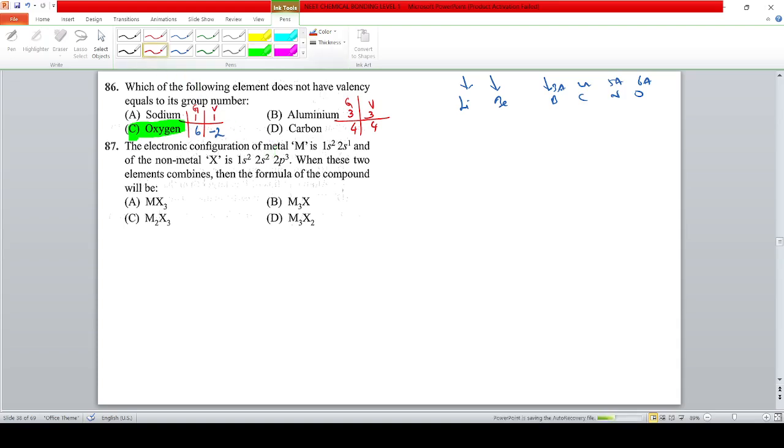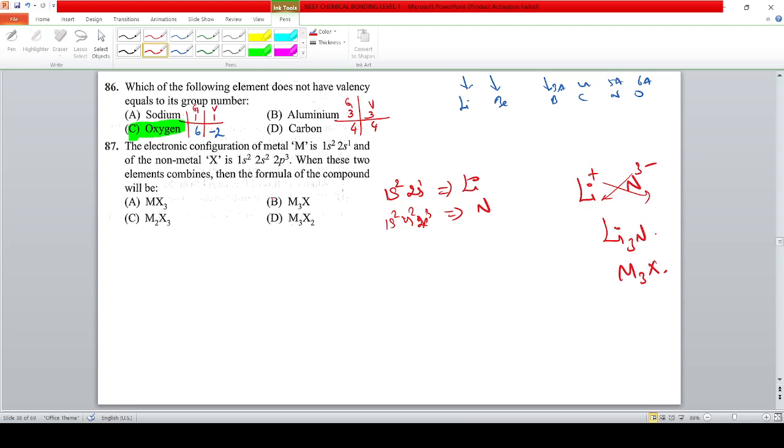Next, 87. The electronic configuration of a metal M is 1s2, 2s1. So directly you write the metal, it is lithium. And a non-metal X is 1s2, 2s2, 2p3, nothing but nitrogen. When they combine, lithium will be electropositive and nitrogen will be electronegative. So that 3 comes here and this one goes here. Li3N is the formula, that is M3X. So the answer for the question is option B.